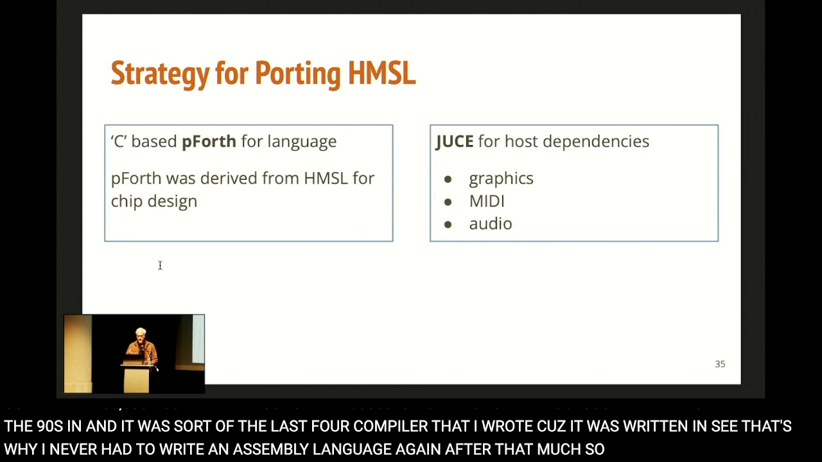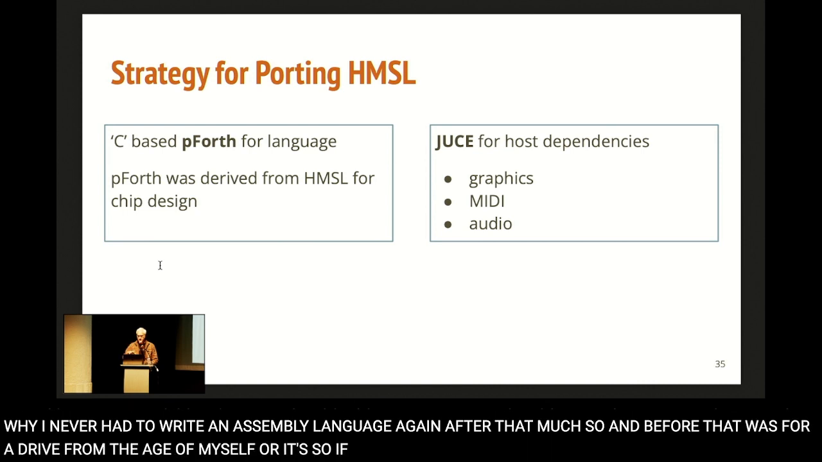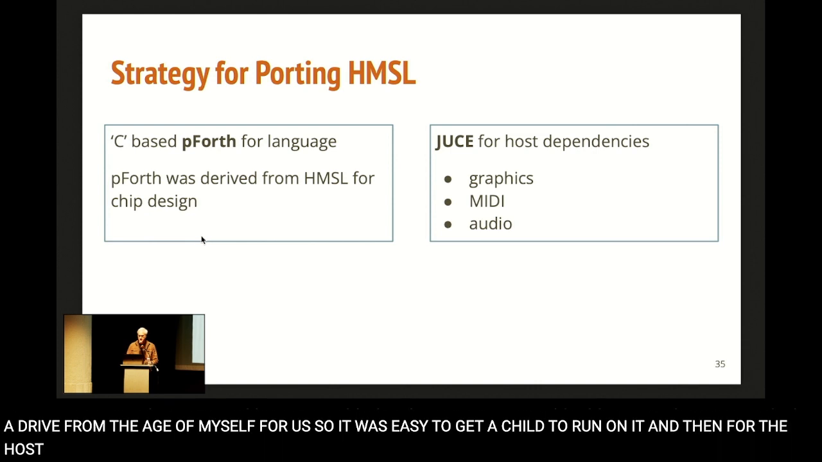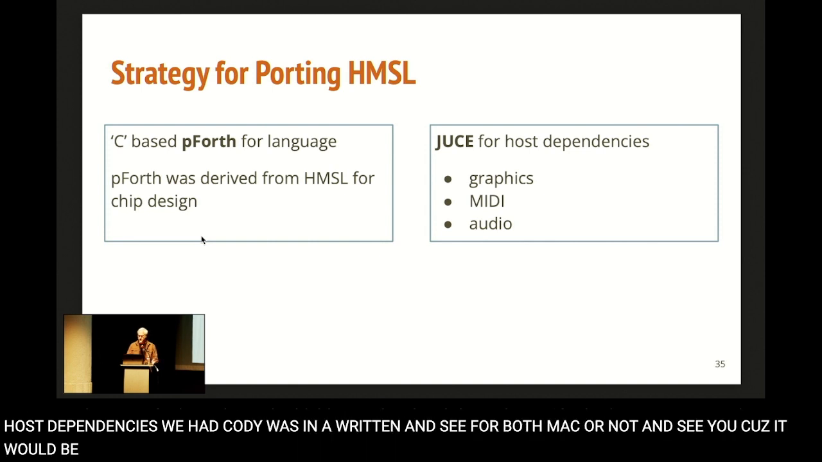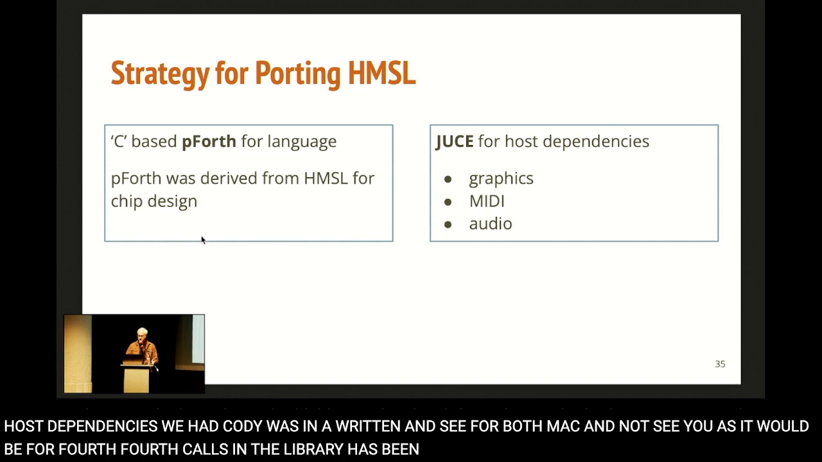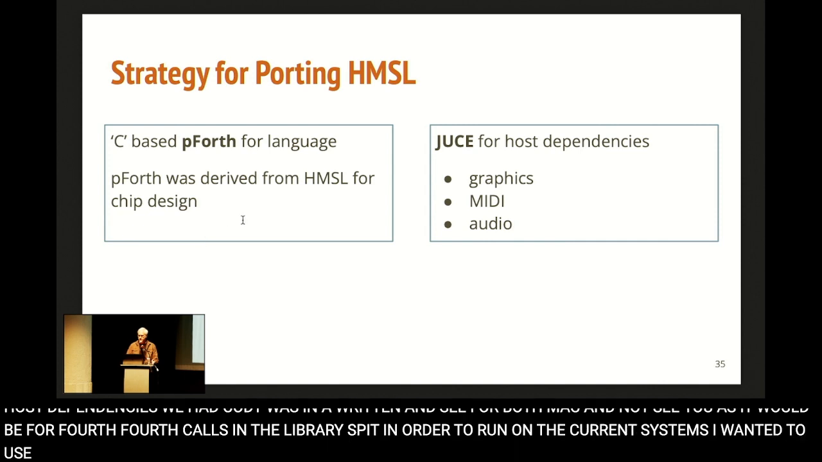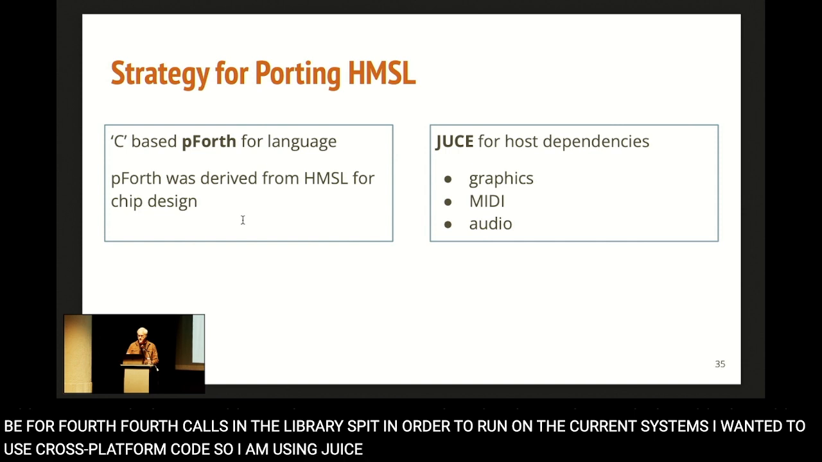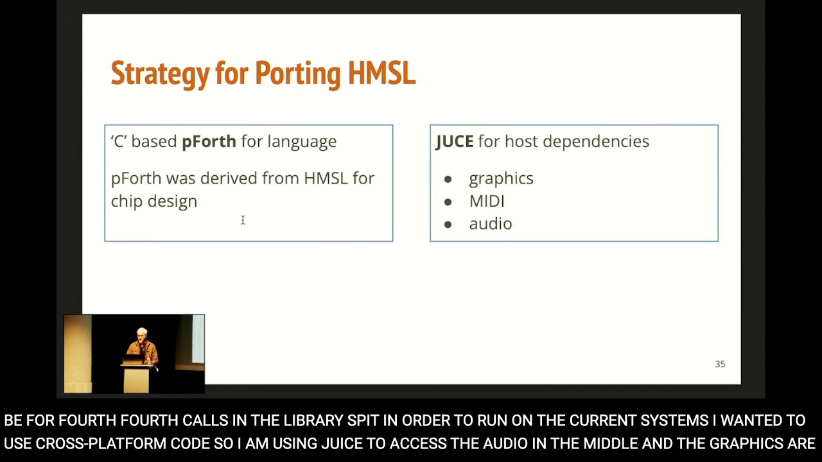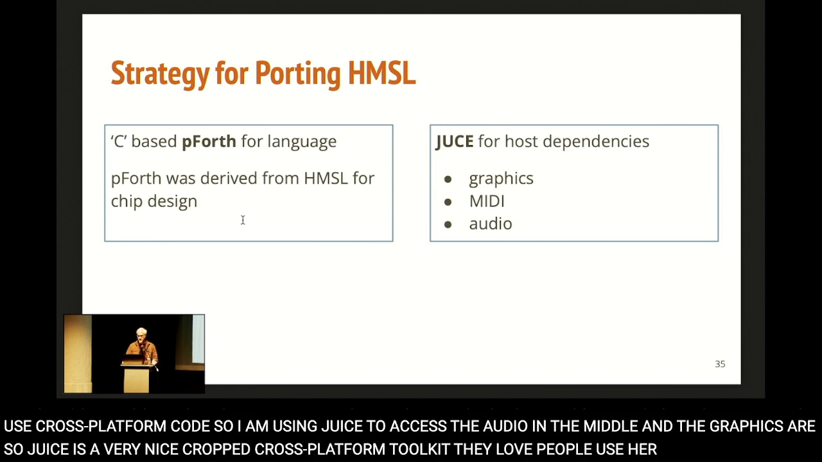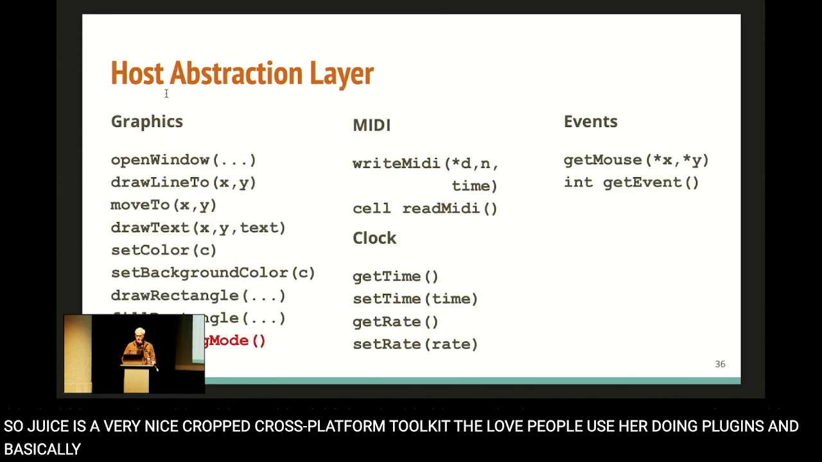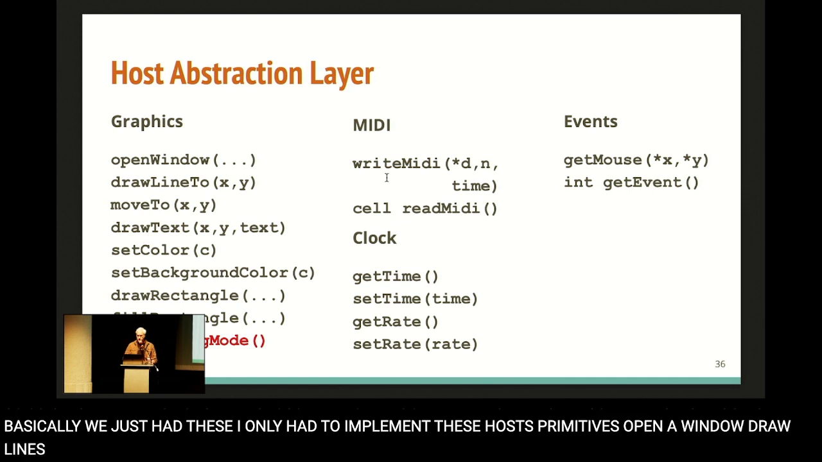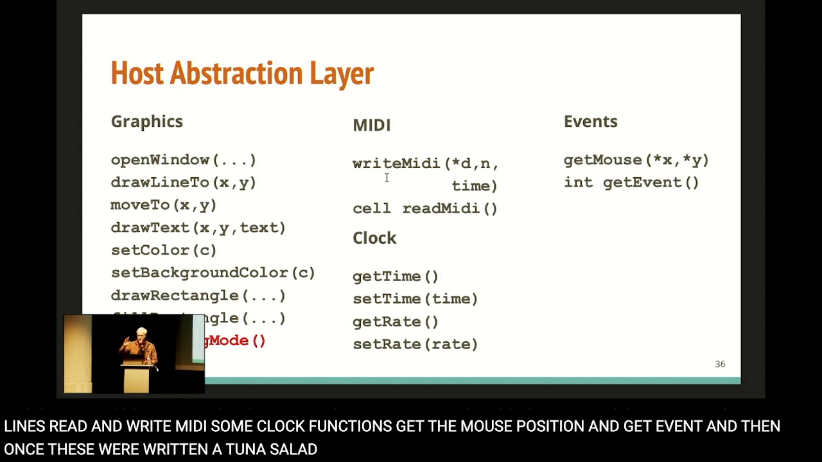And P4th was sort of derived from the HMSL Forths, so it was easy to get HMSL to run on it. And then for the host dependencies, we had code that was written, not in C, because it would be sort of Forth calls into libraries, but in order to run on current systems, I wanted to use cross-platform code, so I'm using JUCE to access the audio and the MIDI and the graphics. So JUCE is a very nice cross-platform toolkit that a lot of people use for doing plugins. And basically, I only had to implement these host primitives: open a window, draw lines, read and write MIDI, some clock functions, get the mouse position and get event. And then once these were written, HMSL just built and ran on top of JUCE.